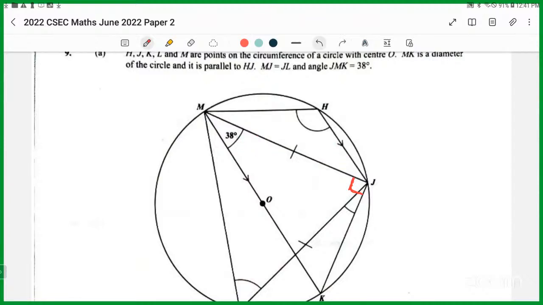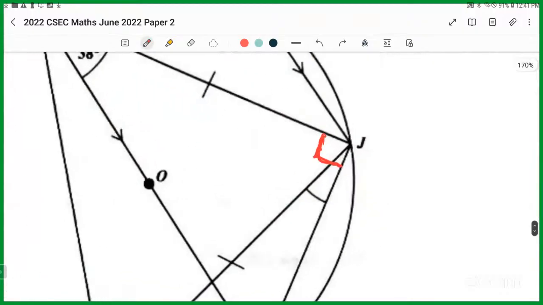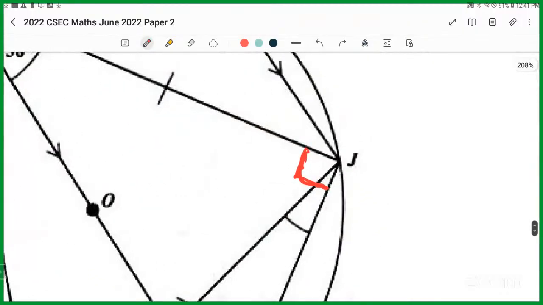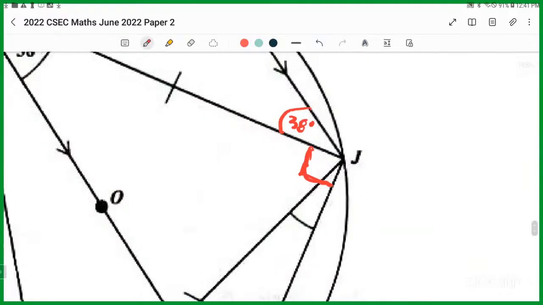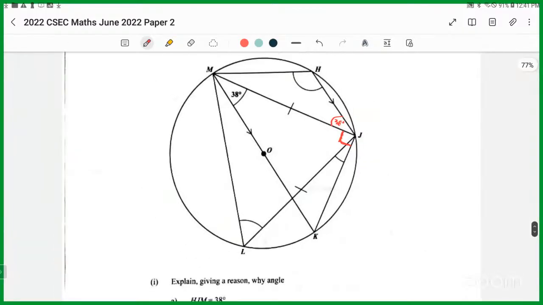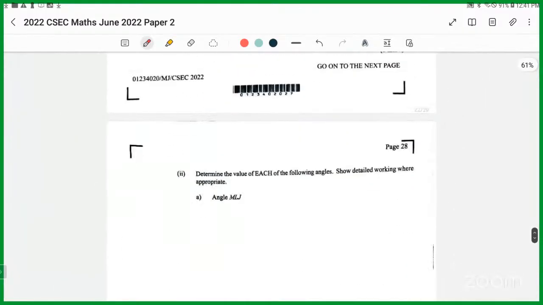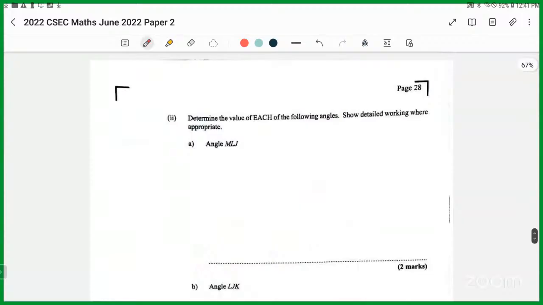Let's put on a diagram in case we need it. So this angle down here, let's put on as 38 degrees. 38 degrees is this angle over here. Alright, put them on as you find them. What else do they want us to find now? It says angle MLJ, and give an appropriate reason.